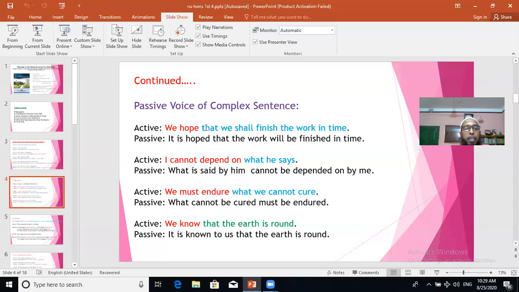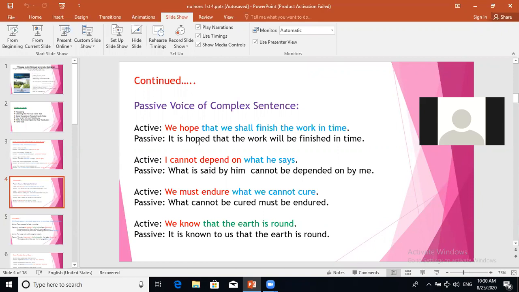If the main clause contains a transitive verb and the subordinate clause also contains a transitive verb with an object, in that case both of the clauses would be changed, I mean active to passive. Here, for we hope, the subordinate clause is an object. So this hope is a transitive verb, and it should be changed into passive voice. That we shall finish the work is an object. Finish is another verb, transitive.